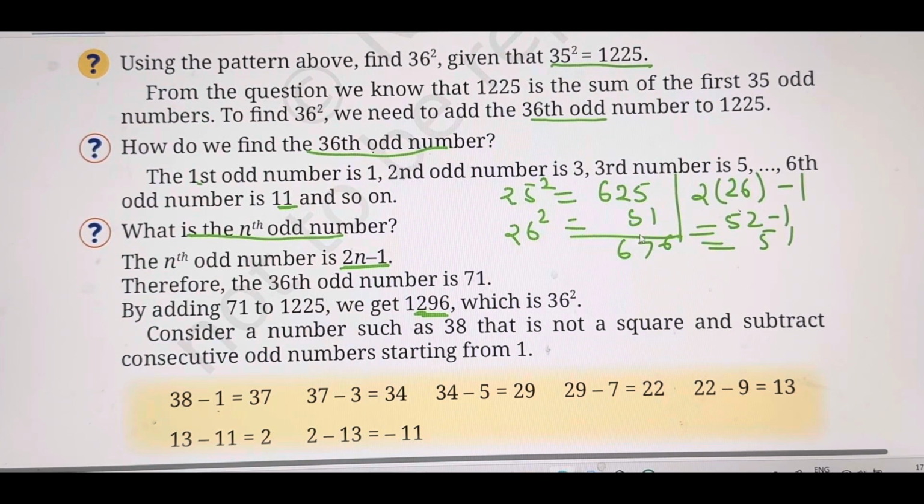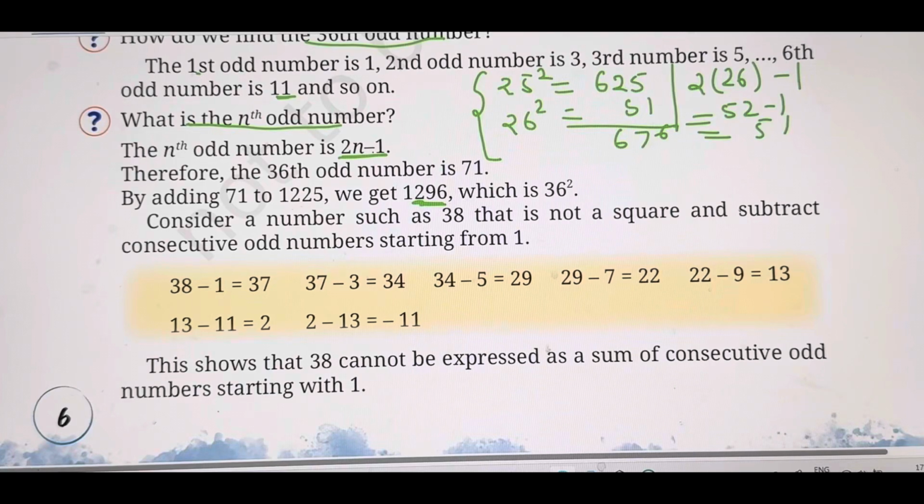So I've taken a simple number to explain, but by combining these two facts, that the sum of the odd numbers gives you the square number, and how to find the nth odd number, you can find the square of numbers, right? Now let us see further what is given.